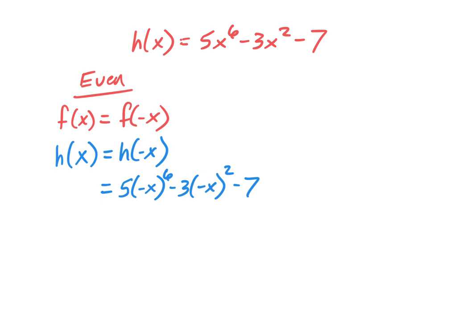If my exponent is even, what's going to happen with this negative right here? It's just going to become positive, right? And so this becomes 5x to the 6th. And then once again, I got another even exponent, so when I take negative x and square it, once again, it makes it positive.